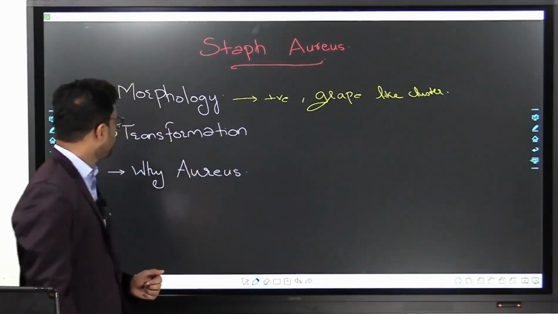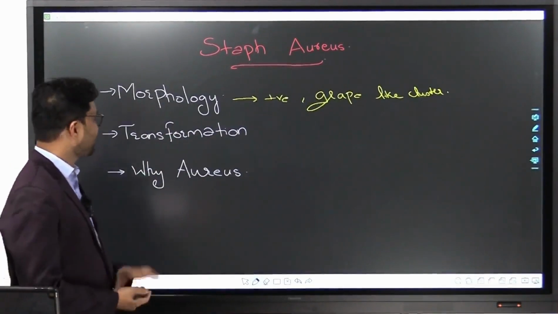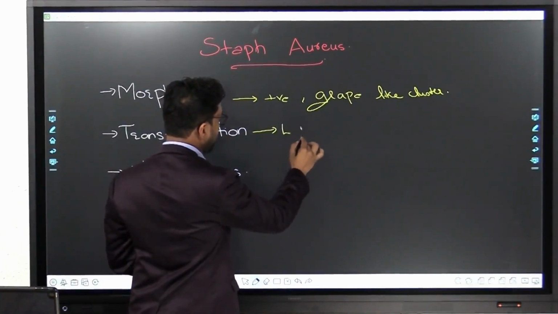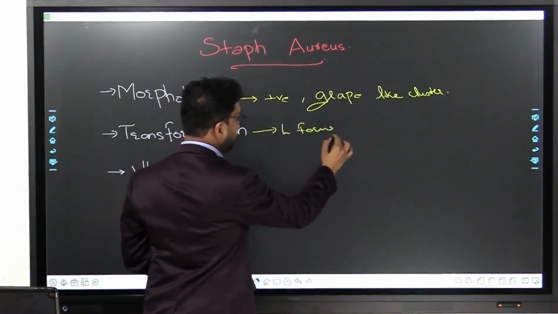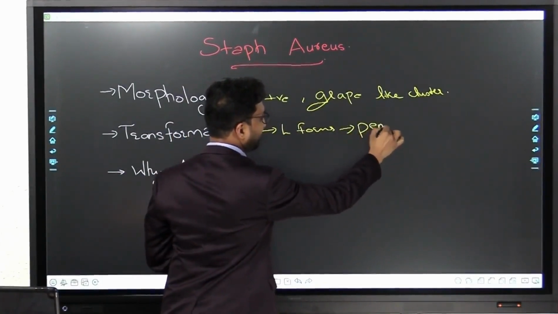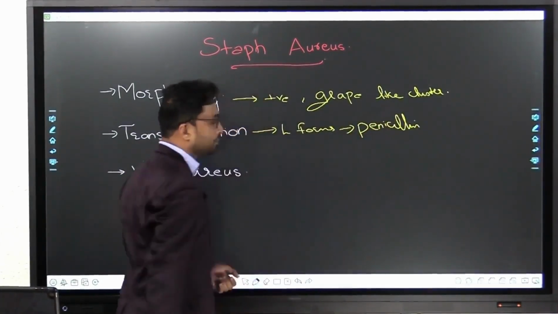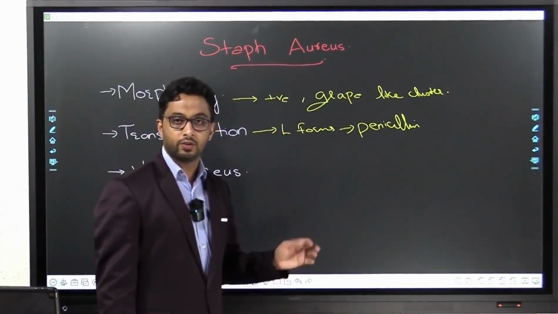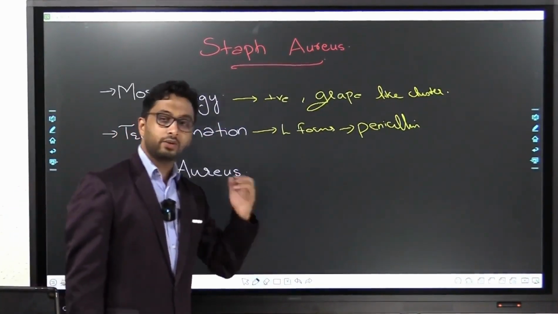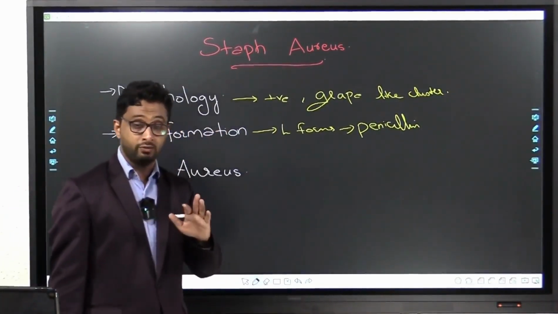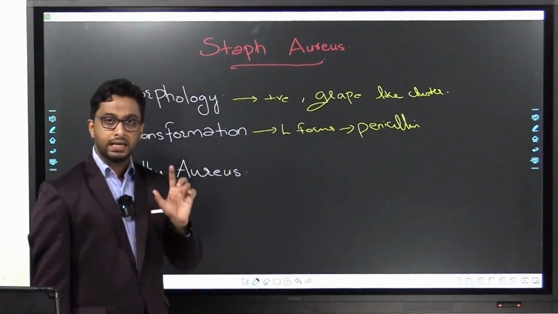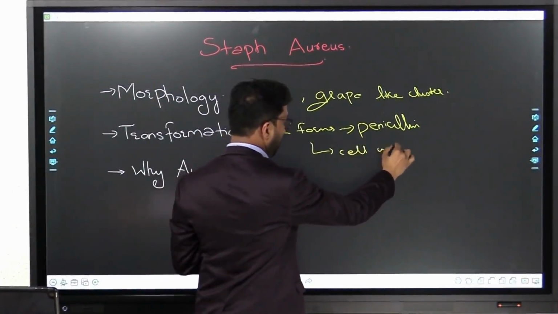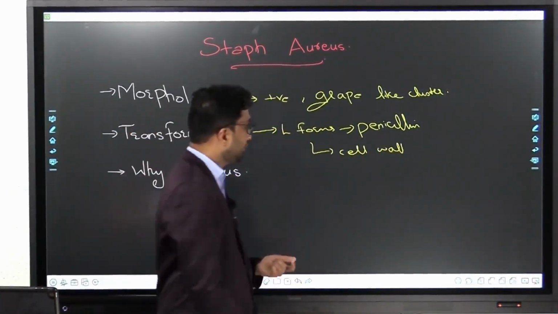One very important thing you have to know is transformation. They get transformed into L forms when they are exposed to the antibiotic penicillin. So what are L forms? We're going to study that again in basic bacteriology. Don't worry, if I go directly into basic bacteriology, it will become a worse lecture. But what is an L form? An L form is a cell wall deficient bacteria. There is no cell wall.